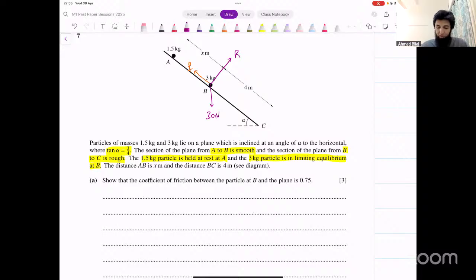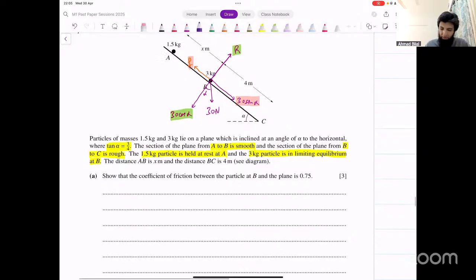And now what are the components of 30 Newton going to be? If this angle is alpha, we know that this angle here is also going to be alpha. So this component is 30 cos alpha, and the other one is 30 sine alpha. Now, let's just equate the opposite forces. It's limiting equilibrium. That's what they're saying. So R should equal 30 cos alpha and F should equal 30 sine alpha. What do we get from this?